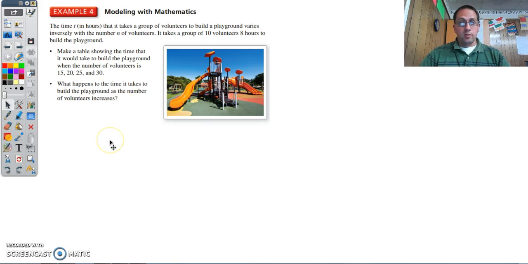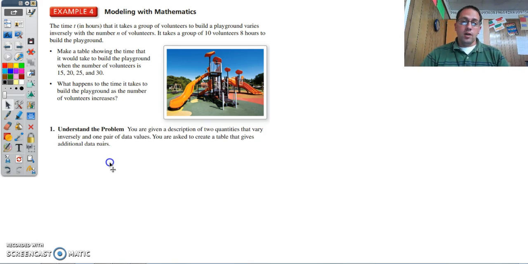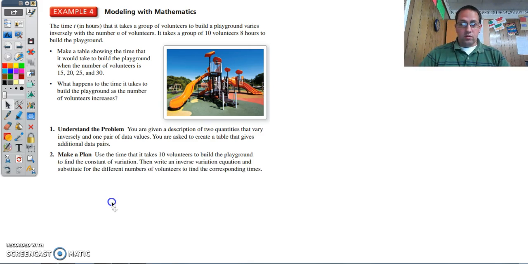And that should be obvious. The more people work, the less time it takes to get it done. So, first, understand the problem. We're given a description of two quantities that vary inversely and one pair of data tables. So we're going to do the same thing that we did before, right? That's what we're going to do.